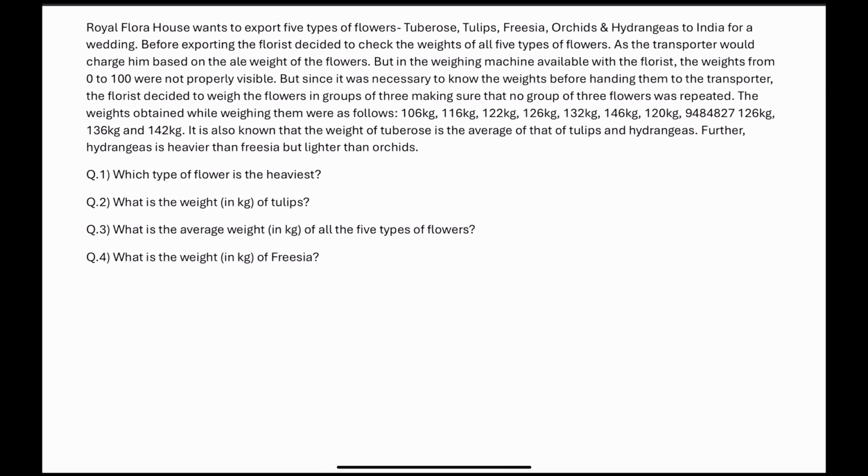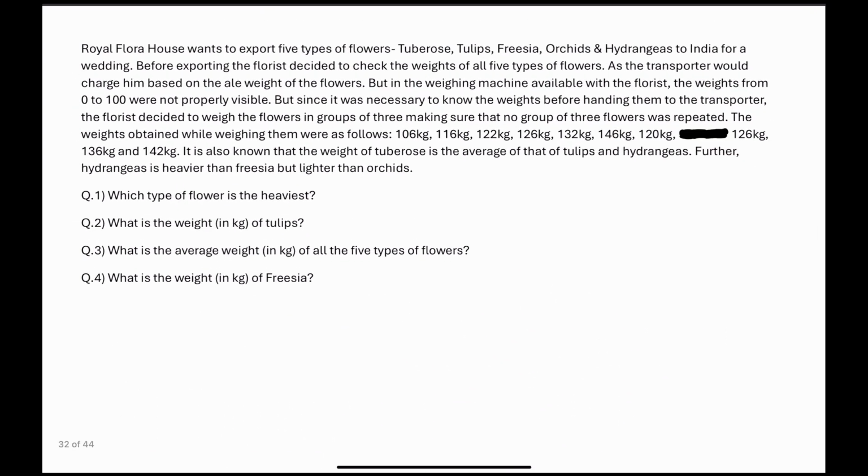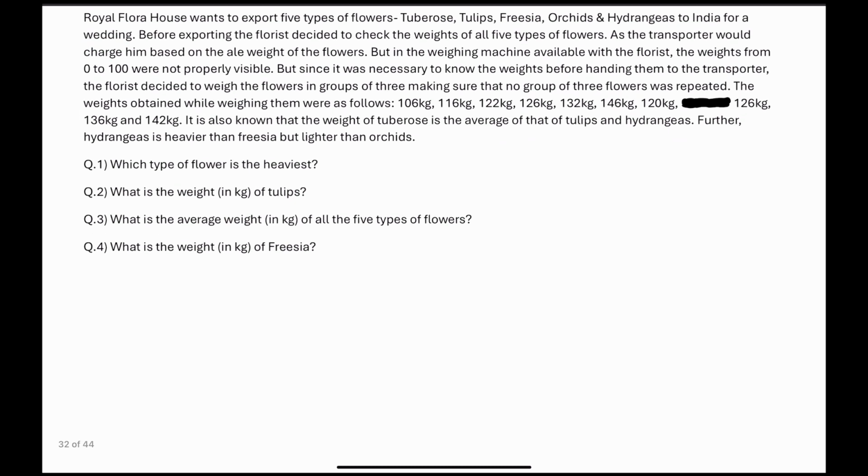Then the next one will be this question. So let's read the question first. Royal Flora House wants to export 5 flowers: tuberose, tulips, freesia, orchids and hydrangeas to India for a wedding. Okay, so 5 flowers are there. Let's just give them a common name, so it's easy for us to remember. Tuberose, let's call it R because R is there. Tulips, let's call it T, freesia F, orchids O, and hydrangeas H. So these are the names we have been given.